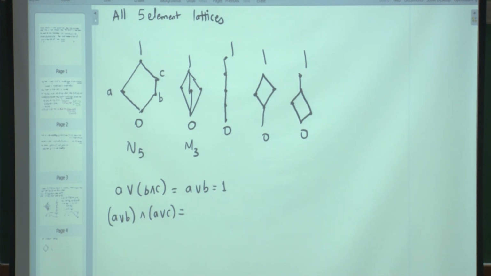A join B and A join C. What is A join B? 1. A join C? So what is meet of 1 and 1? So where is distributivity failing?